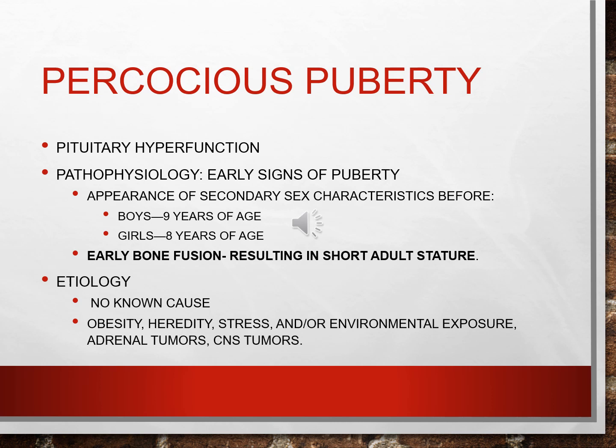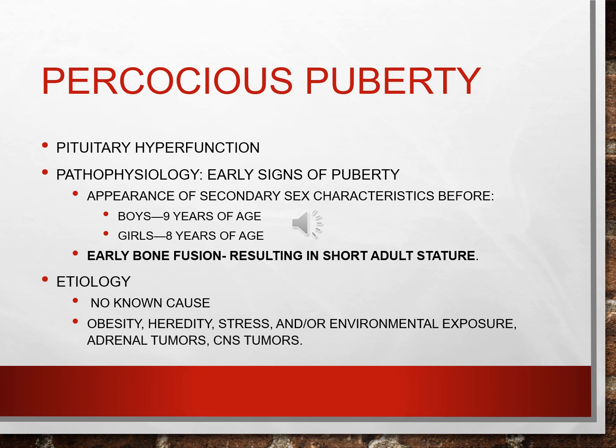Some things that you'll see with boys are pubic hair and axillary hair growth. You'll start seeing vocal changes, testicular enlargement, and penile growth, as well as ejaculation. With girls, you'll see breast development, pubic and axillary hair, growth spurts, and early menarche. What happens is the hypothalamus is prematurely activated to secrete the gonadotropin releasing hormones.